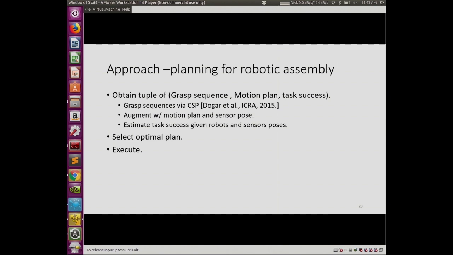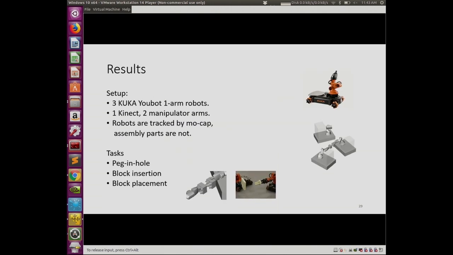Our planner is embedded within grasp planning that reasons about the possible grasp sequences to perform different assembly tasks with multiple robots, building on previous work with constraint satisfaction. We augment the grasp sequence with a motion plan and sensor pose. We reason about the task success probability, and then from all sampled tuples, we select the optimal plan, and then we execute. Our system includes 3 robots, 1 with a sensor and 2 with manipulator arms.